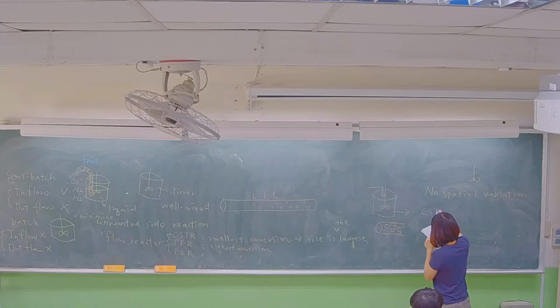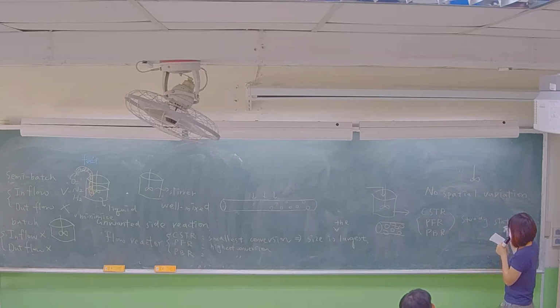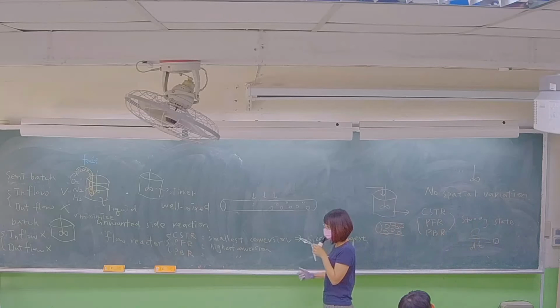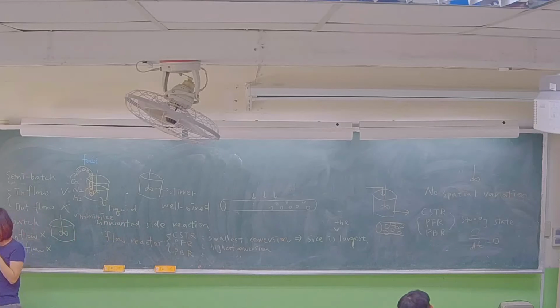As for the flow reactors, CSTR, PFR, PBR, they are in steady state, right? Steady state. So if you remember, steady state means something dt is equal to 0. Nothing changes with time. So every term dt is equal to 0.